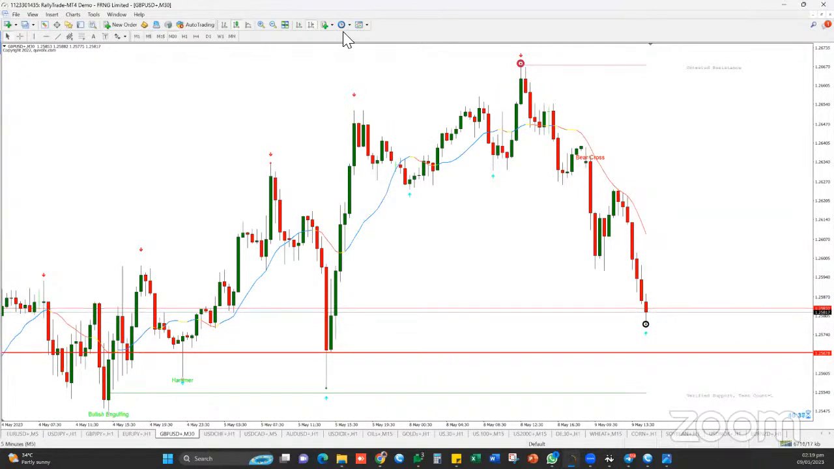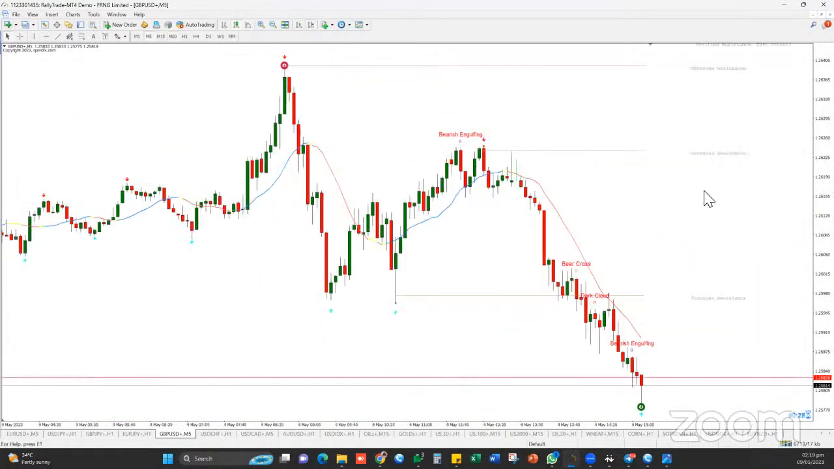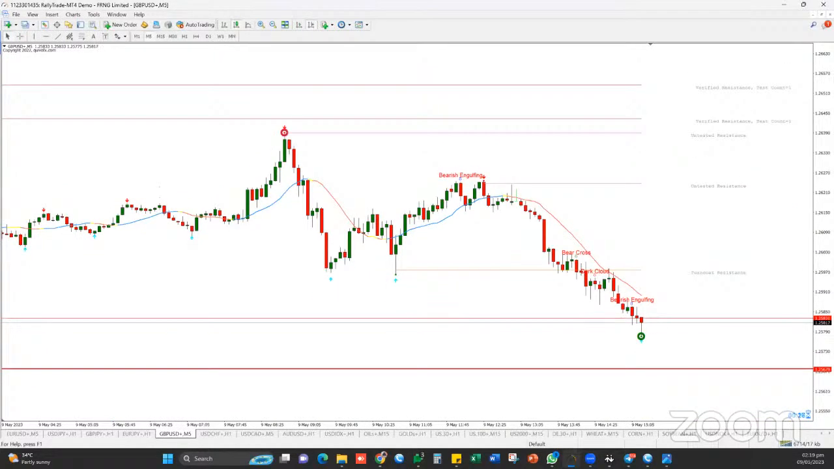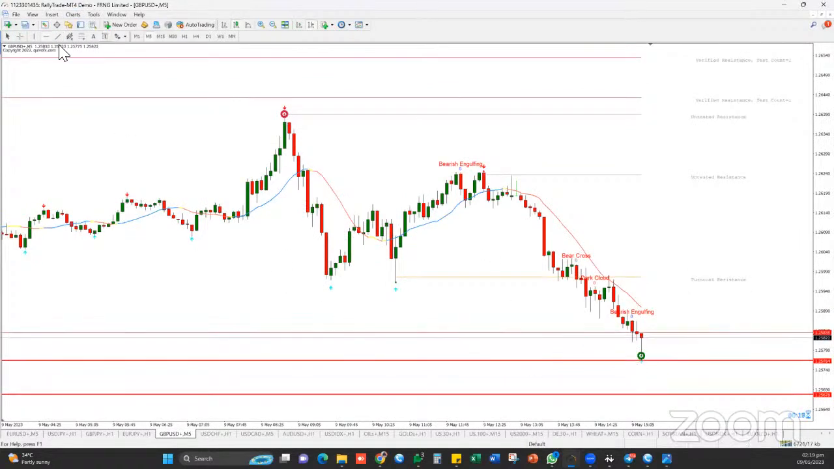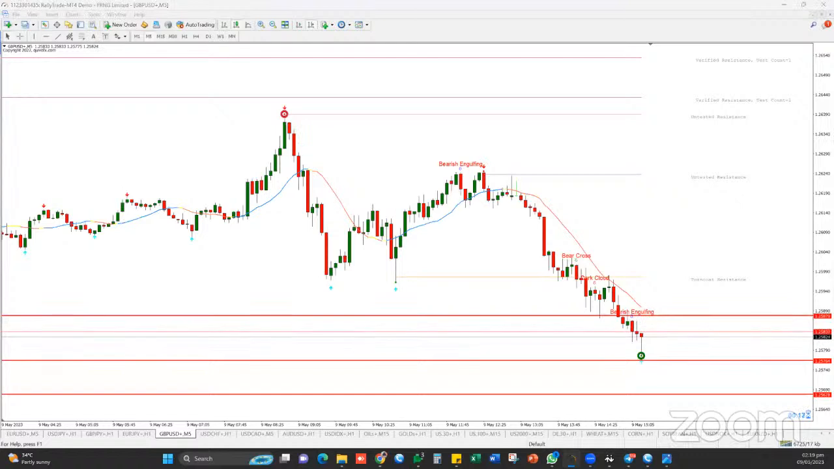So let me go to 5 minutes time frame. On 5 minutes time frame, I am going to be looking out for a breakout on this particular instrument, a breakout on GBP USD. I'll be going in for a breakout on GBP USD.